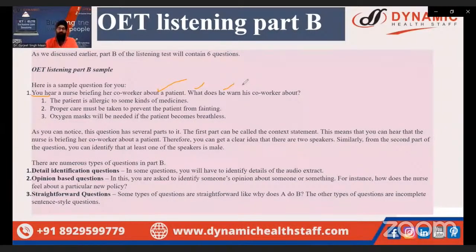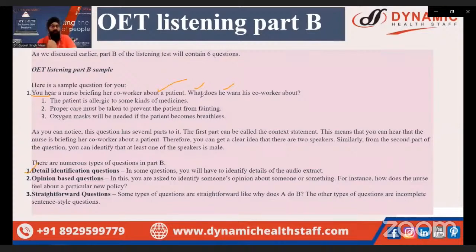So this is the way you will be asked the answers in part B. Now there are different types of questions in part B, just like detail identification type, just like this. They are asking about one particular detail. You have to identify what is the detail of this extract.